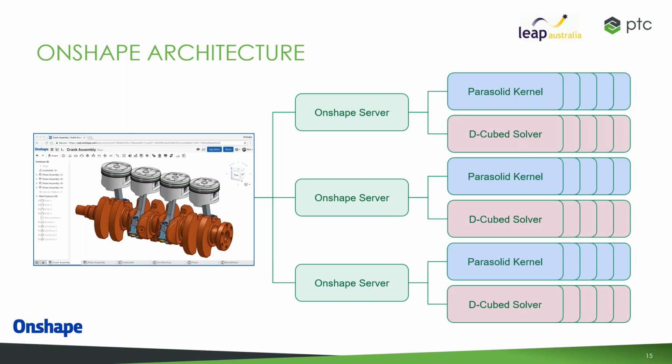So you will find racks of Parasolid kernels and DCM solvers available only in Onshape. If something happens and an Onshape server crashes, another server will take over. The same goes for the Parasolid kernel. This will take some milliseconds, and you wouldn't even notice something happened. So you won't lose any data and you won't experience a crash in the case of Onshape.